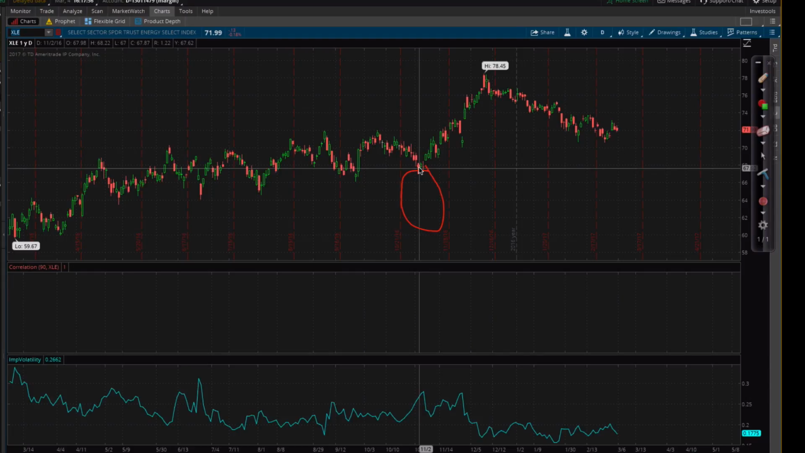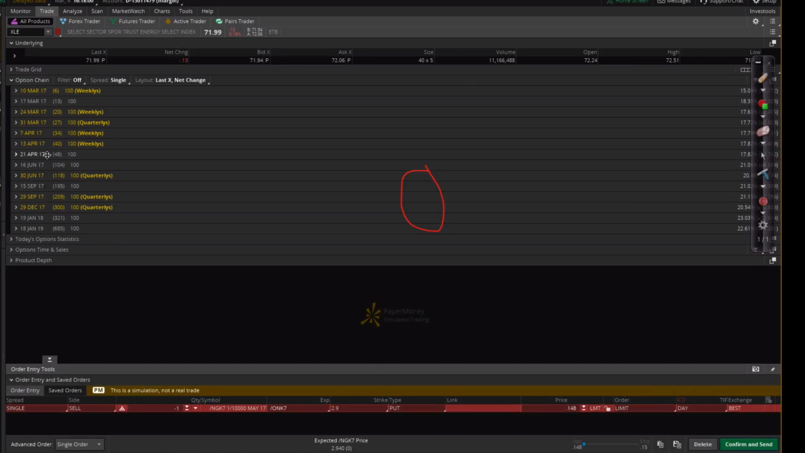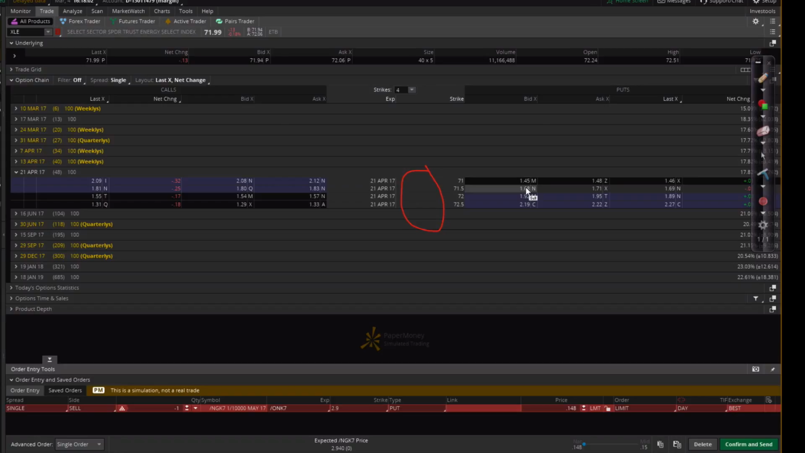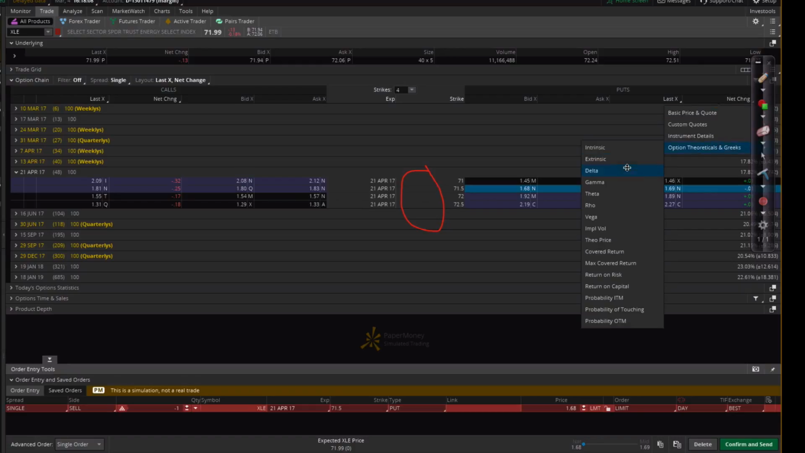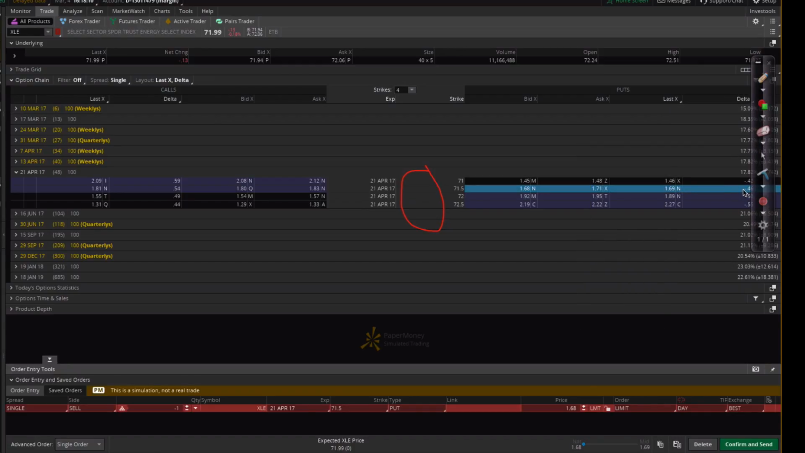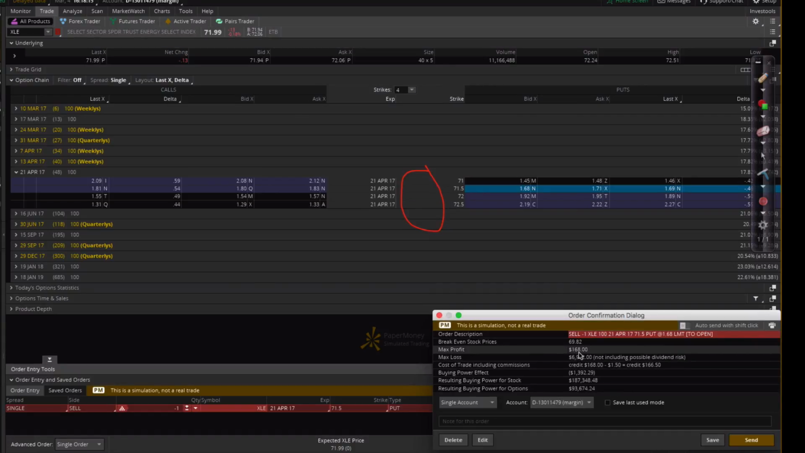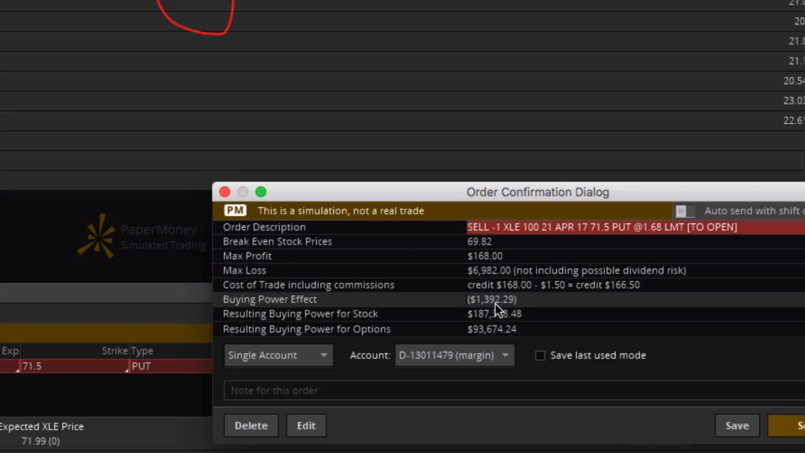If I look at XLE and I say, oh, it's down, I want to sell a put, but let's go to the trade page, go to 48 days. Let's say I'm feeling bullish. I sell an at the money put. What's the delta on that put? 46, more or less a 50 delta. And let's go confirm and send. It's going to hold up $1,300 of buying power. Let's say that's 10% of my account. That's way too much for one trade.